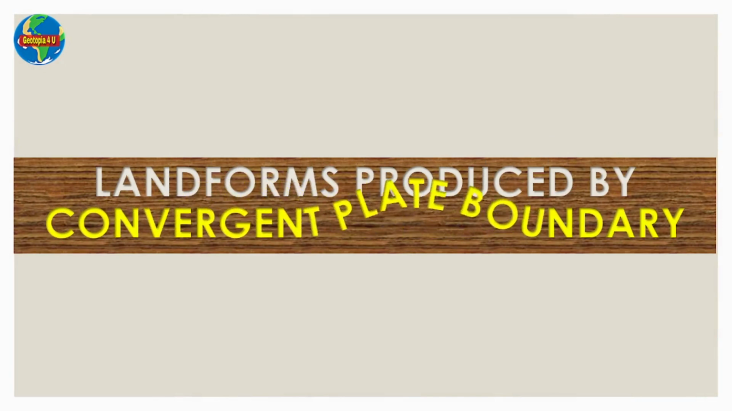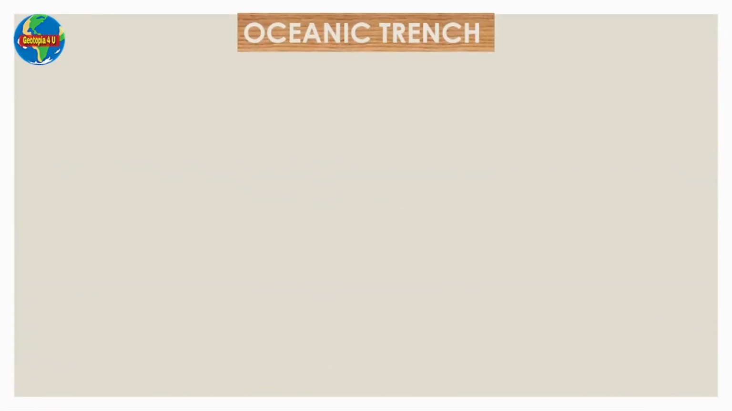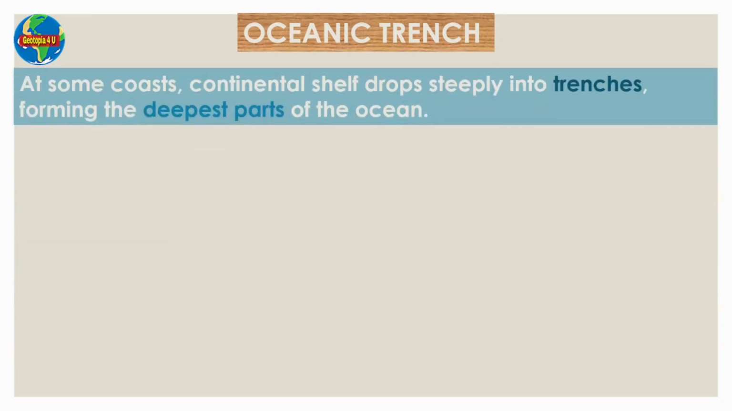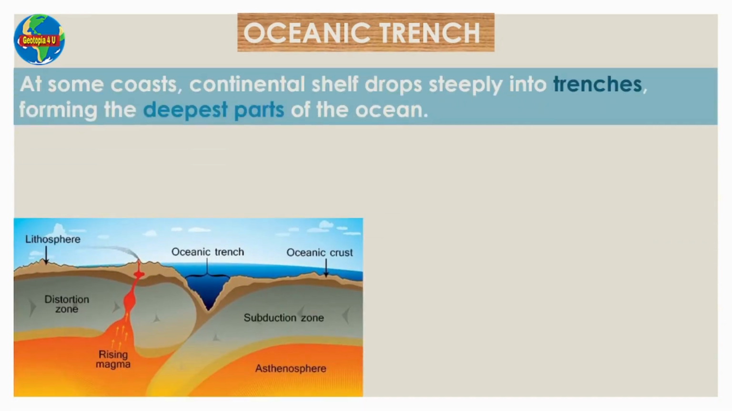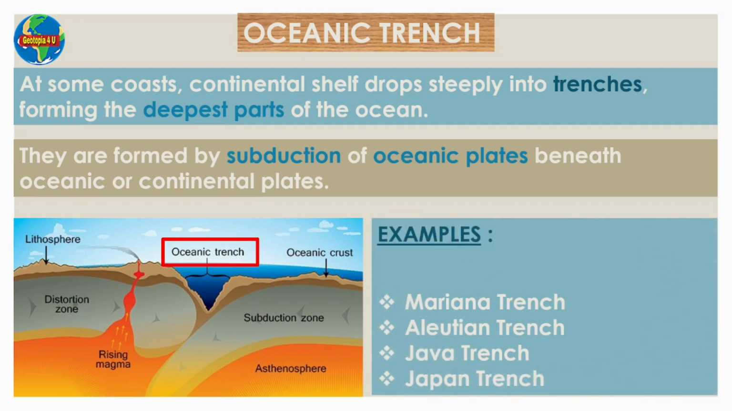Landforms produced by convergent plate boundary. Oceanic trench. At some coasts, the continental shelf drops steeply into trenches, forming the deepest parts of the ocean. They are formed by subduction of oceanic plates beneath oceanic or continental plates. Some examples of oceanic trenches include the Mariana Trench, Aleutian Trench, Java Trench, and Japan Trench.